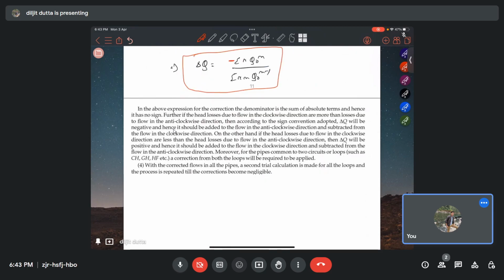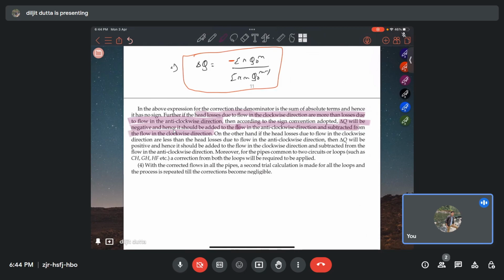Okay, so now we see how, when we get the value of delta Q, we correct the flows in the pipes in the pipe network. The denominator is the sum of absolute terms, and hence it has no sign. If the head losses due to flow in the clockwise direction are more than losses due to flow in the anti-clockwise direction, then according to the sign convention adopted, delta Q will be negative, and hence it should be added to the flow in the anti-clockwise direction and subtracted for the flow in the clockwise direction.